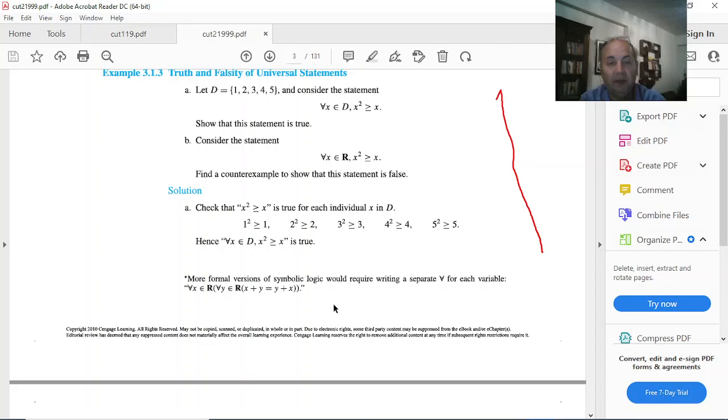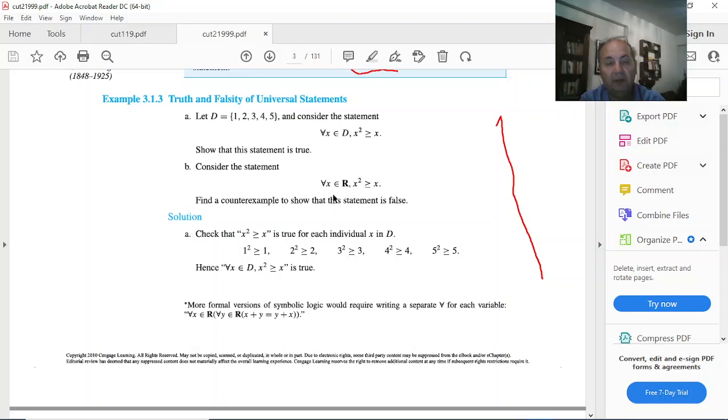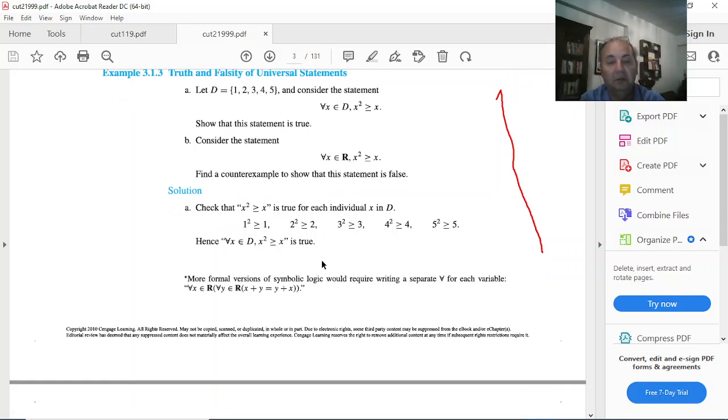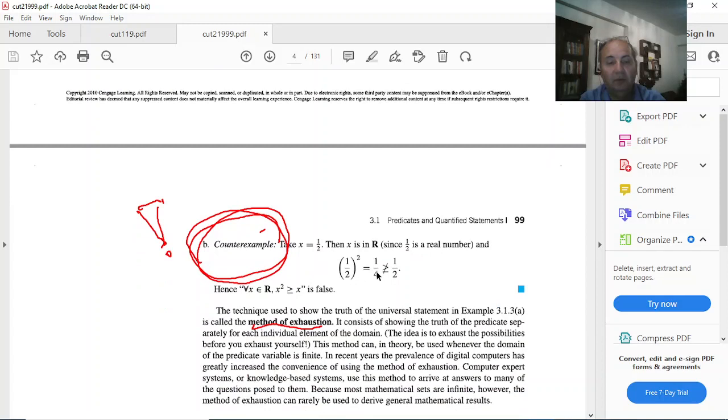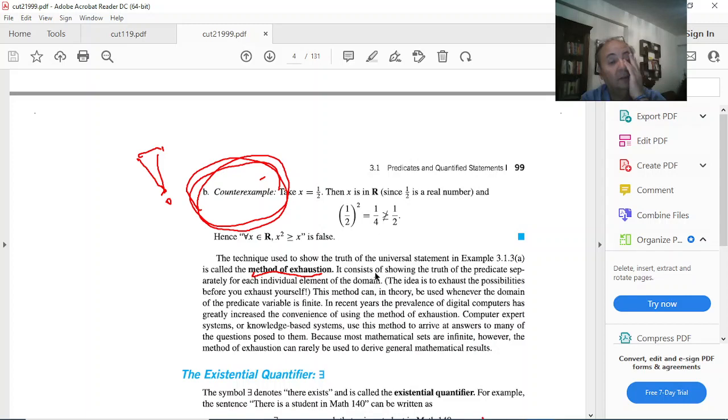Well, how can we check if this is over the real numbers, not the domain 1, 2, 3, 4, 5, but every real number, for all x an element of the real numbers? Take 1 over 2 and square it, you obtain 1 over 4, which is not greater than or equal to 1 over 2. So this falsifies the assertion, a counterexample, or existential: there exists an x not satisfying this predicate statement, and it gives false, right?